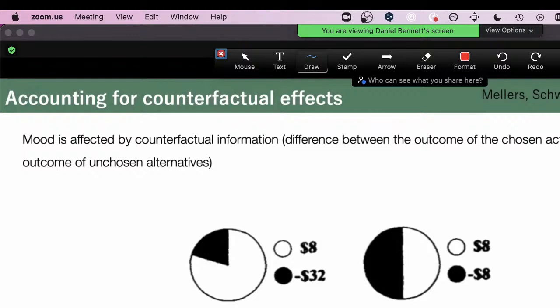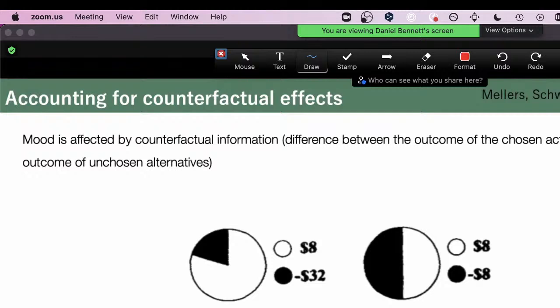So if you choose the gamble on the left, there's an 80% chance of winning $8 and about a 20% chance of losing $32, whereas the one on the right is a 50-50 gamble between winning and losing $8. Participants made repeated choices between these different kinds of gambles and were asked their mood before and after each one to estimate the effect of the different outcomes on their mood.